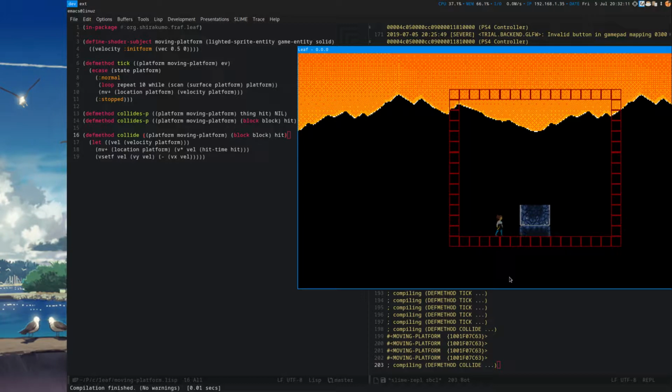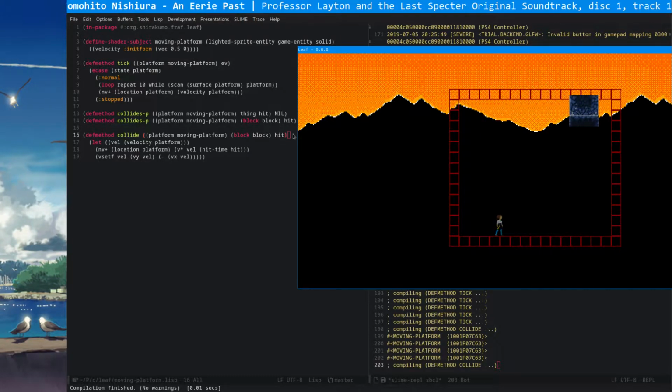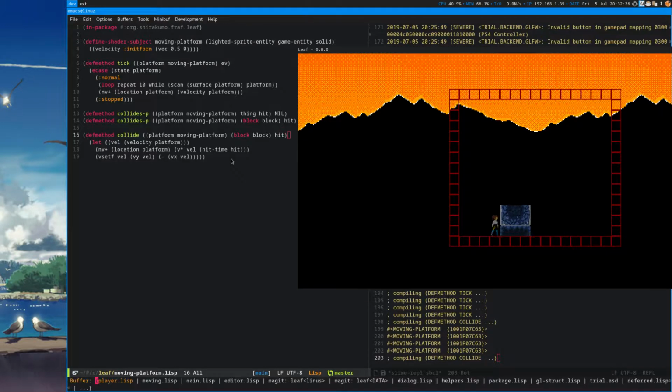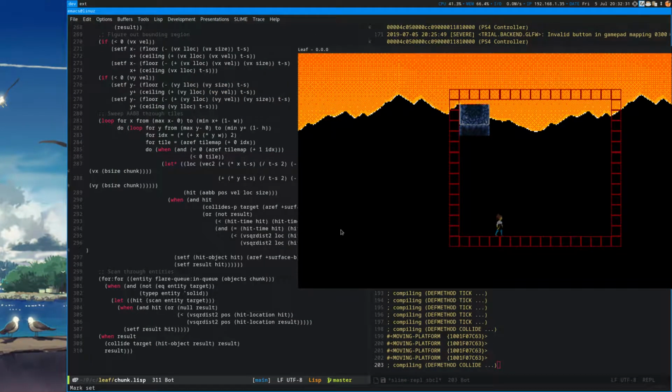Okay. Why is that happening? So it detects a collision too late. Somehow. Go back. Chunk.